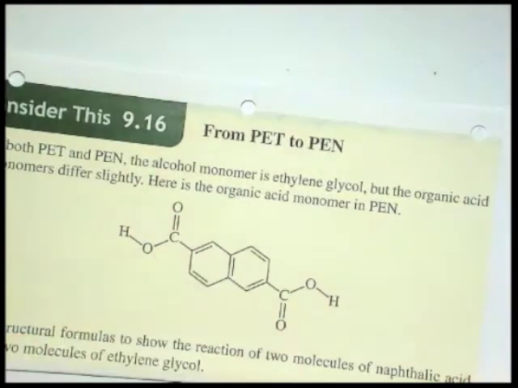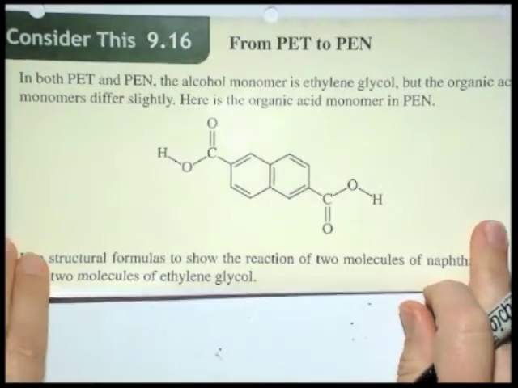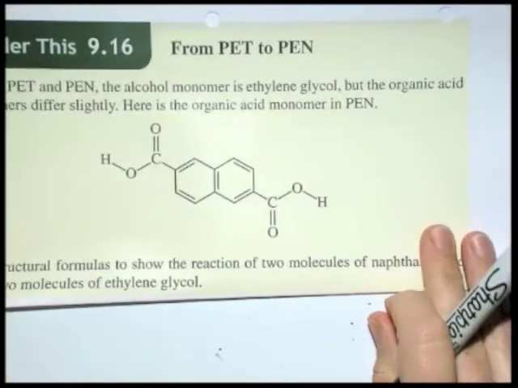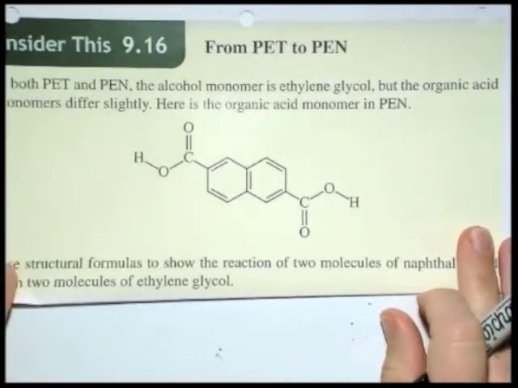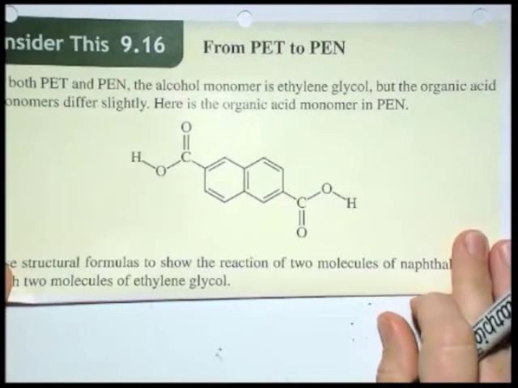The next question to consider is this one. I accidentally wrote on this one. In both PET and PEN, the alcohol monomer is ethylene glycol, but the organic acid monomers differ slightly. Here's the organic acid monomer in PEN.